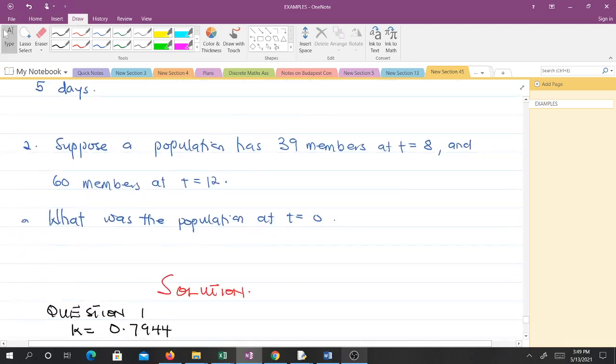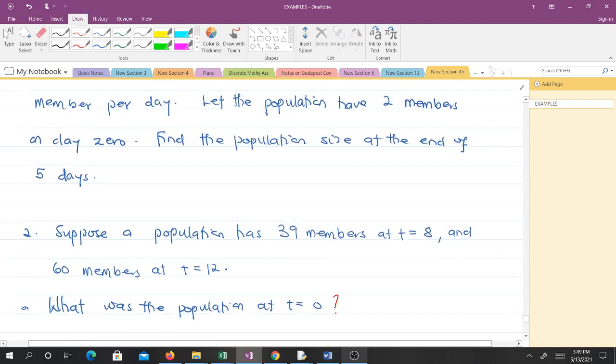And the second question says, suppose the population has 39 members at t equals 8 and 60 members at t equals 12. What was the population at t equals 0? So what's the initial population? So let's solve question 1.